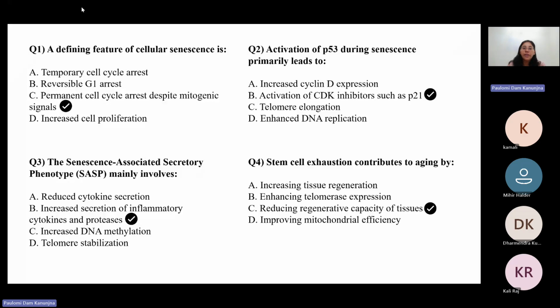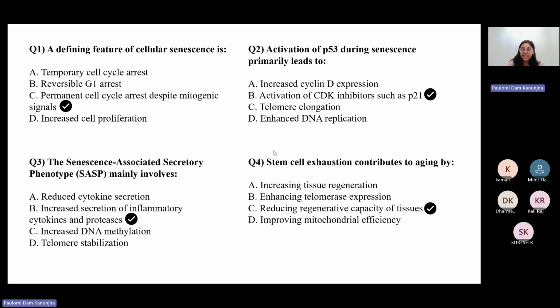Right. So when you are defining senescence, the very important thing is permanent cell cycle arrest despite mitogenic signals. What does it mean? The cell will have a lot of cues for proliferation. Mitogenic refers to factors which promote mitosis. So even though there are many factors in the vicinity which promote mitosis, the cell will not go through the cell cycle. It will undergo cell cycle arrest. And that's when you know that even the cues are not functioning. The cell has truly undergone senescence.